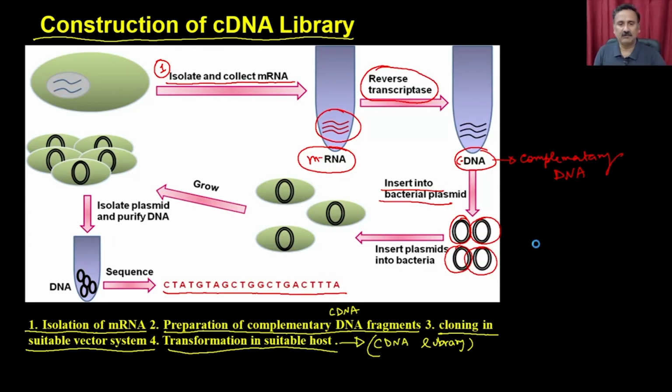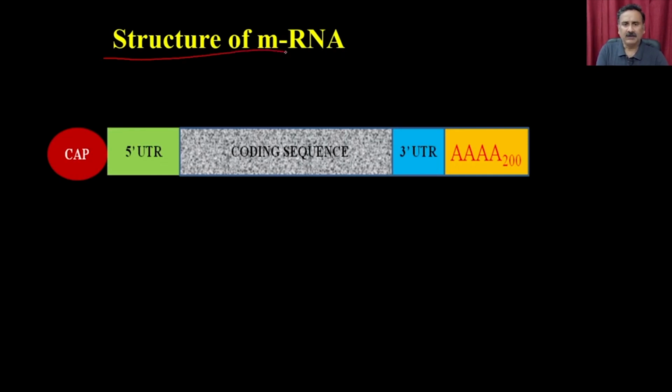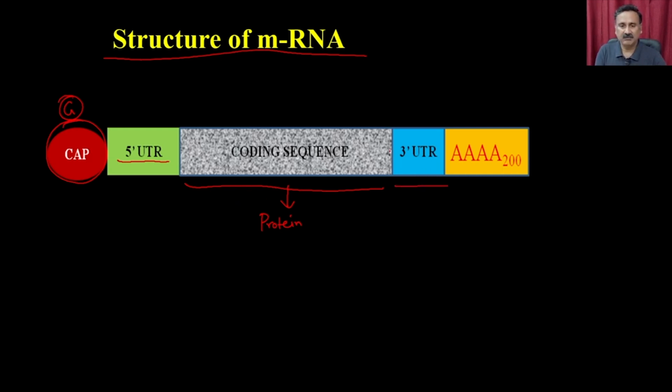So if you see the structure of the messenger RNA, you have a 5 prime cap. Then you have the 5 prime UTR. Then you have the coding sequence, which is responsible for production of the protein, because this is the region which is going to be translated by the ribosomal machinery. And then you have the 3 prime UTR. So the 5 prime UTR and the 3 prime UTR are the regulatory regions. And after this, you are going to do the post-transcriptional modification.